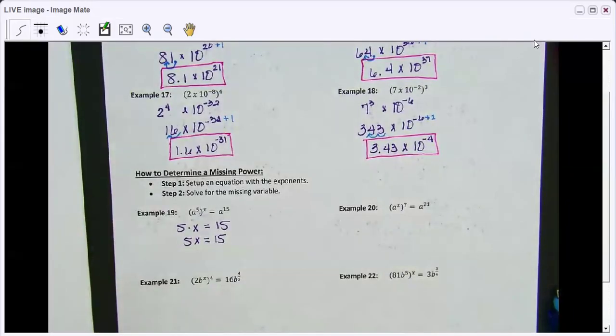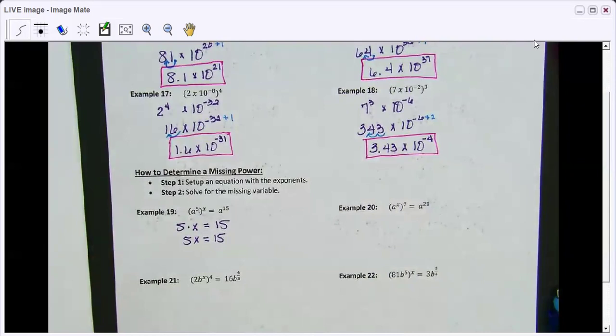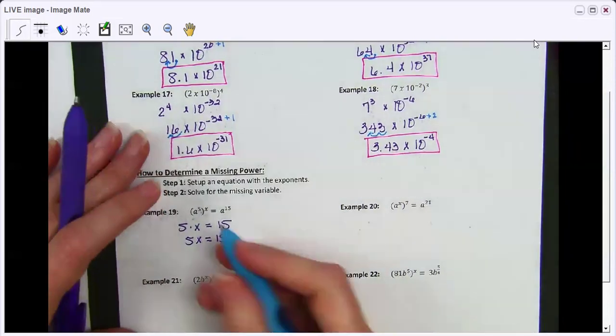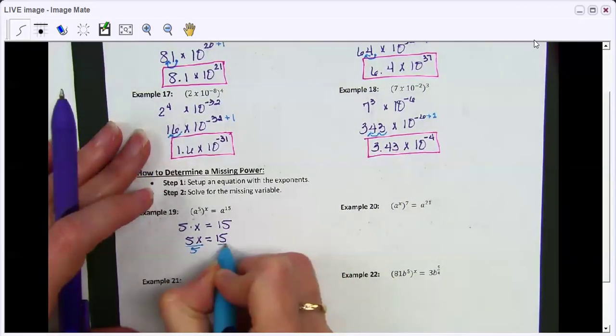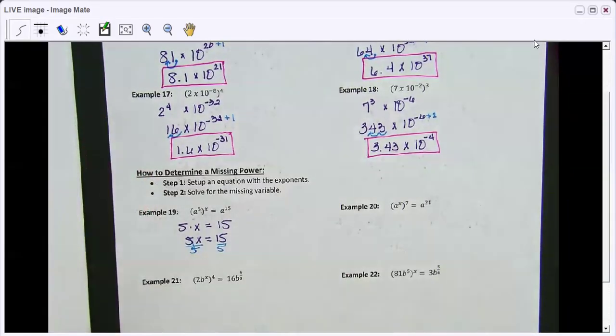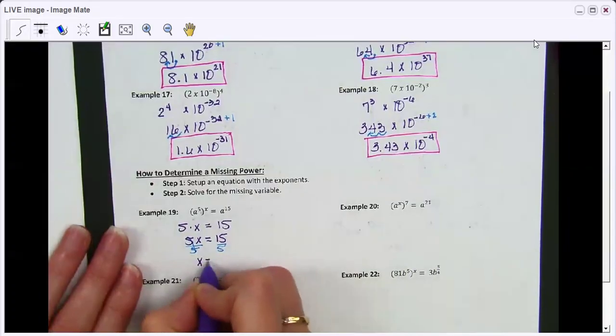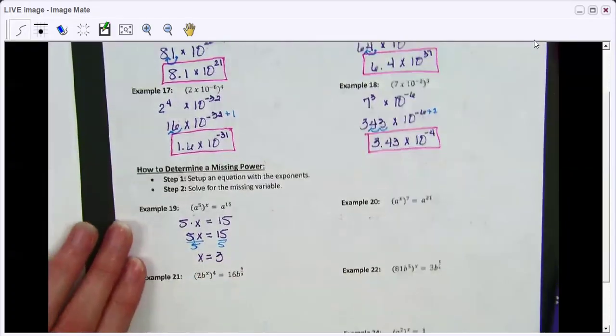And yes, you can do this in your head. But when you get down to problems like 25 and 26, you may not be able to solve them in your head. So that's why I'm showing you the process. So then we would just divide both sides by 5. And we know that the missing power is 3. Okay.